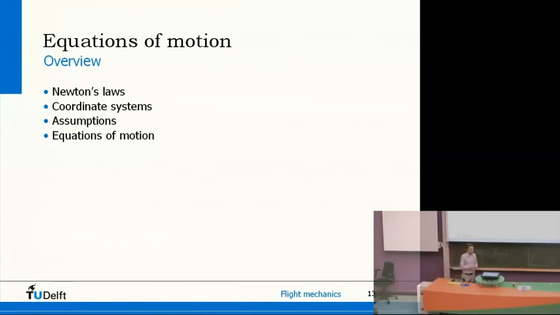Then I'm going to talk about some assumptions. We'll make some assumptions to make life a little bit easier. And then we'll derive equations of motion.